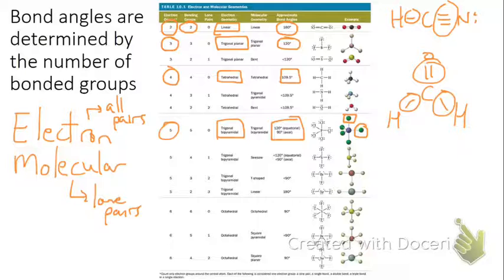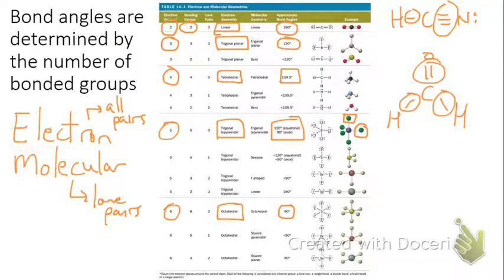Let's keep going. There's one more, 6. We're only going to go up to 6 groups, because that's all that we've talked about. This is known as octahedral. Everything is at 90 degrees. And so bond angles are determined by the number of bonded groups. Electron geometry is the same for everything with 2, 3, 4, 5, and 6 groups, independent of the lone pairs.